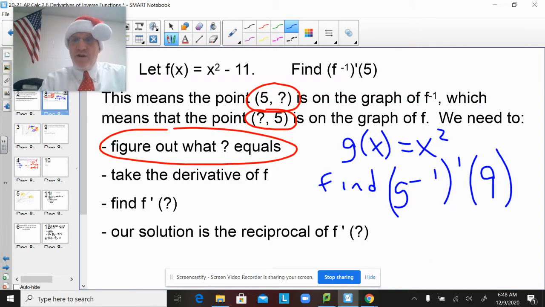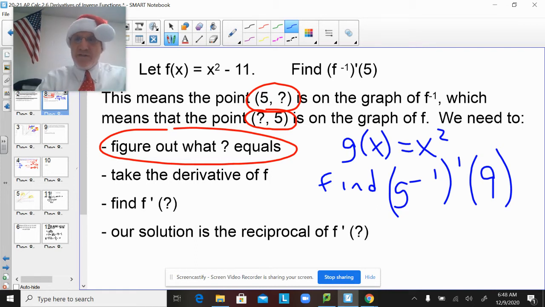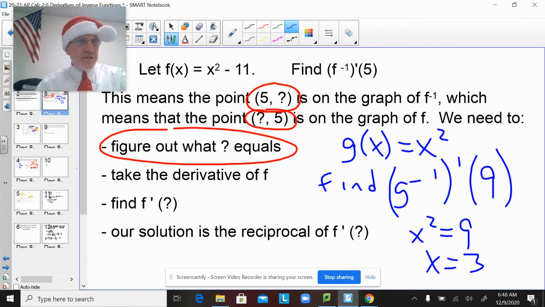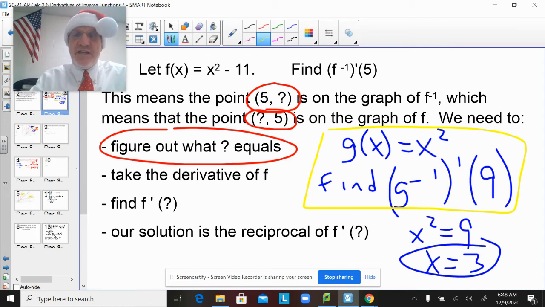Well, we need to know the point, what comma 9 is on the function. So we would actually have to set this equation equal to 9 and solve it. So x would equal 3. If you get a plus or minus, you can really use either one. We're going to stick with the positive one. The way I worded this problem, it didn't give you that number. It just said find g inverse prime of 9. You needed to find the 3.